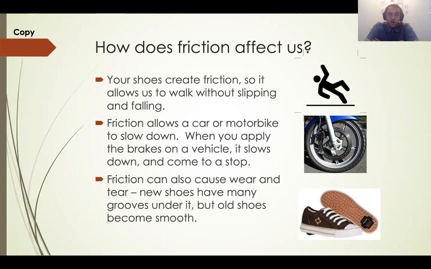The next one, friction allows a car or motorbike to slow down. When you apply the brakes on a vehicle, it slows down and comes to a stop eventually. Basically, what happens with car and motorbike brakes, they've got two pads like this. In the middle is a plate that turns with the wheel. When you apply the brakes, those two pads press on each other. Okay, so it creates friction and that slows the vehicle down and eventually brings it to a stop.